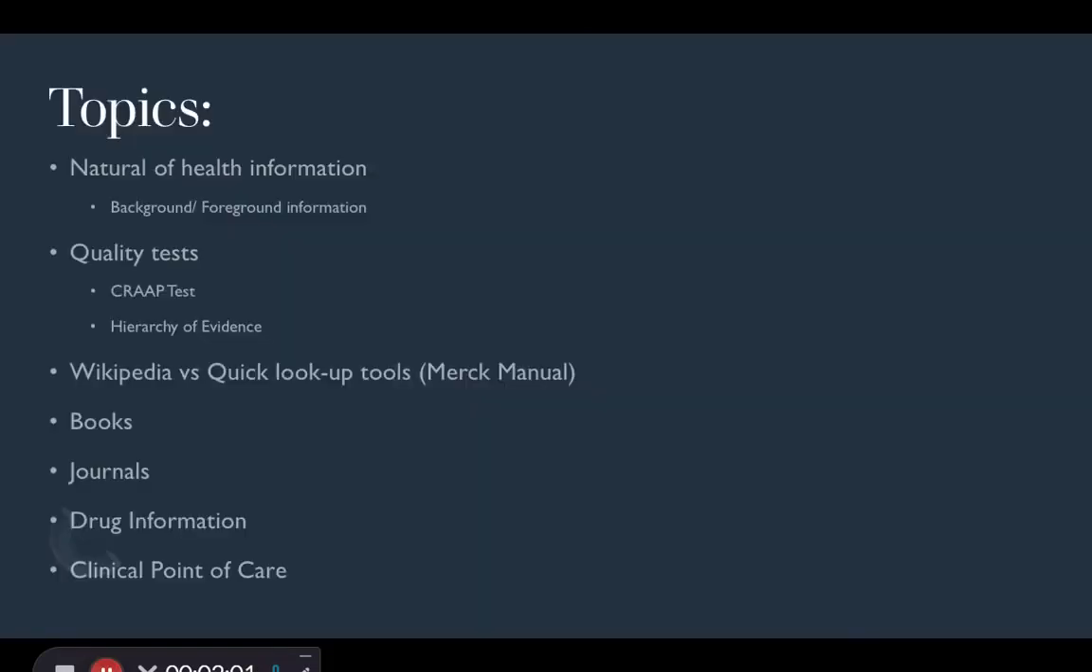The topics covered in this video include the nature of health information, specifically the background versus foreground information, quality tests that you can perform, such as the CRAP test, and looking at the hierarchy of evidence. We will look at Wikipedia versus quick lookup tools like Merck Manual. We will also look at the function of books, journals, drug information, and clinical point-of-care tools.